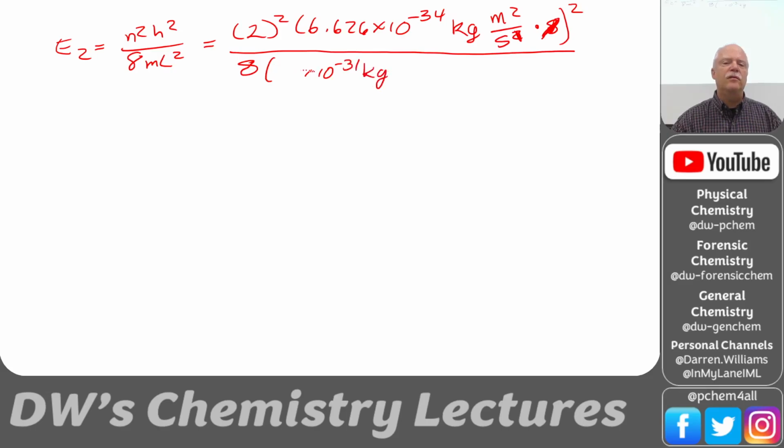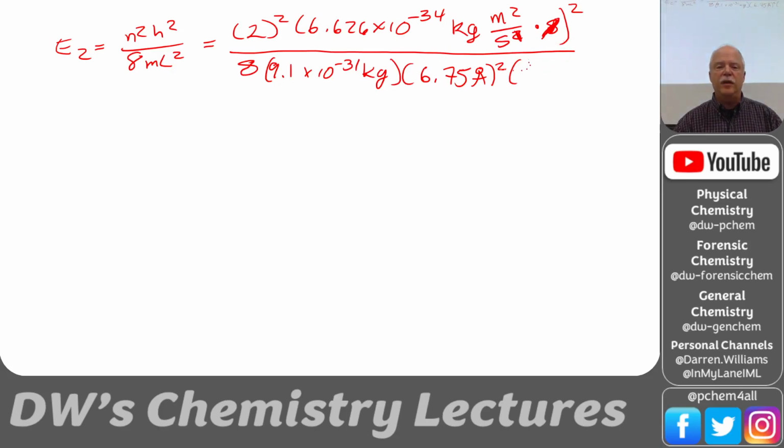But what's the first number? I can't remember. 9.1. Okay, 9.1 times 10 to the minus 31 kilograms. And then we have 6.75 angstroms squared. Now we want to get out of angstroms and into meters.